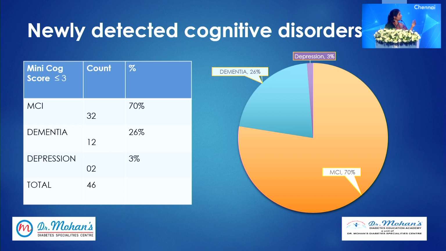So that's what we did. Some of the willing patients got enrolled in our healthy aging clinic, and we could pick up around 32 newly diagnosed mild cognitive impairment patients. We had around 12 newly diagnosed dementia patients who were on follow-up with our neurologist, and also a few with depression. This is a chunk of people who were willing and whom we were able to diagnose early for their cognitive decline. So what are we going to do about it?